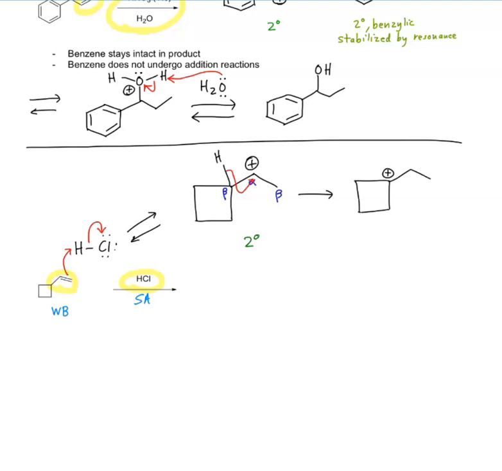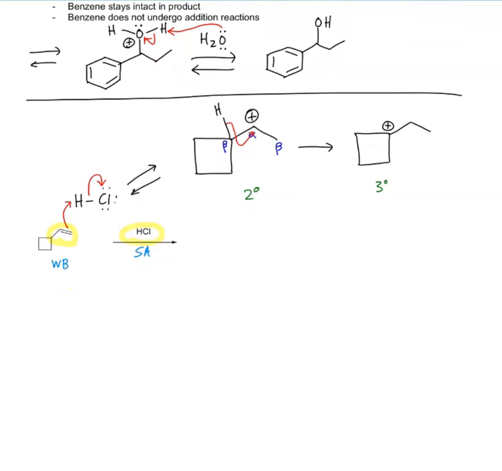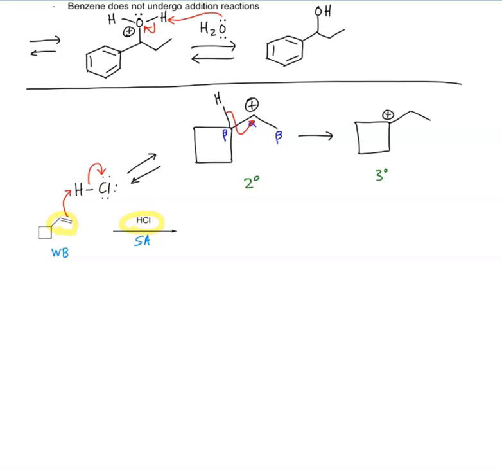And that would give us a more stable tertiary carbocation. So that's certainly one thing that could happen. However, there's another possibility here. So I'm going to redraw the carbocation down here. So this is the one that was initially formed. And I'm going to put numbers like so.